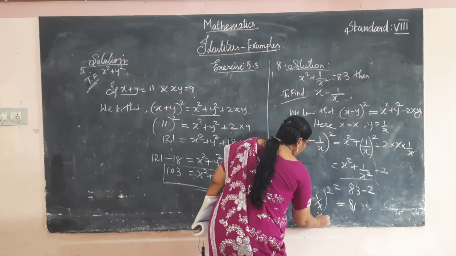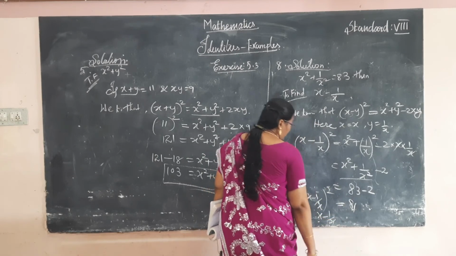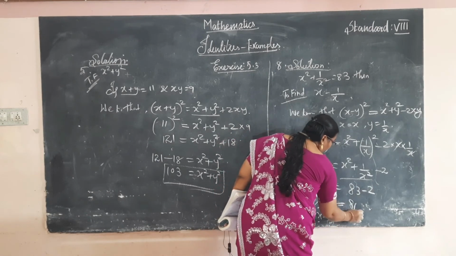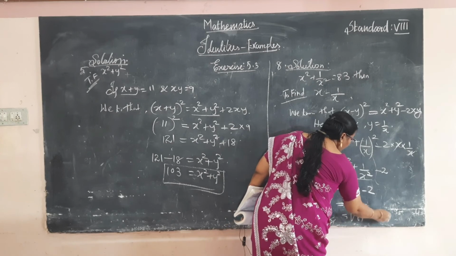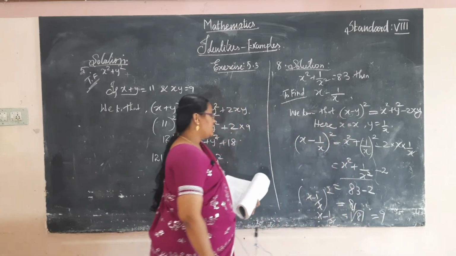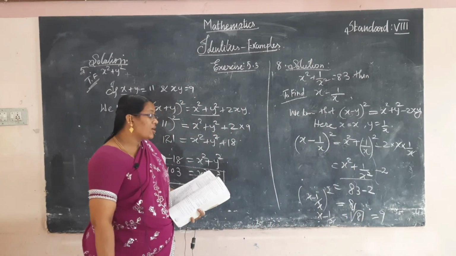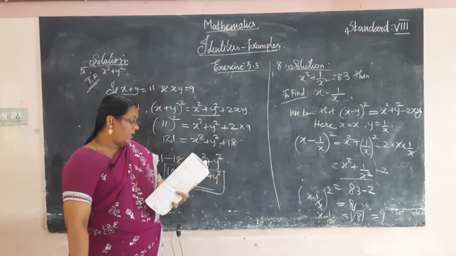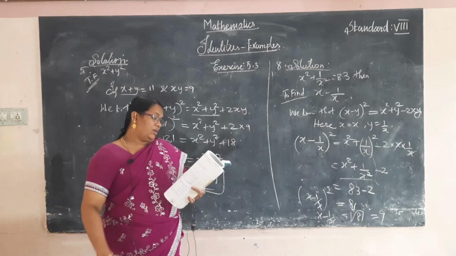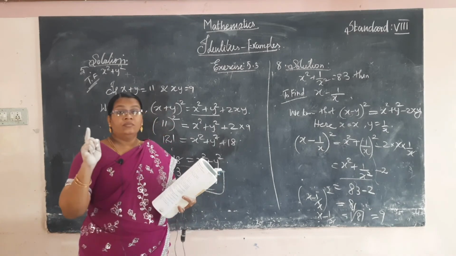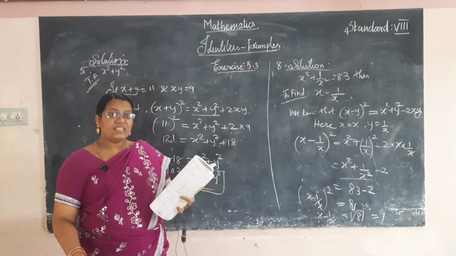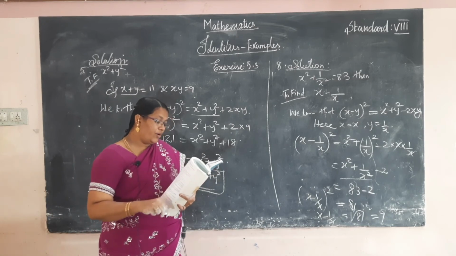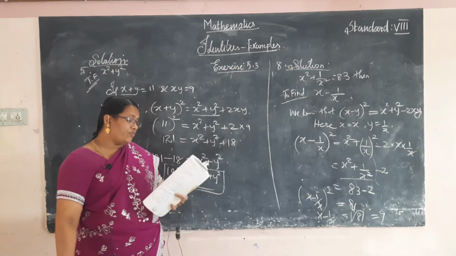We need the value of x minus 1 by x only. So square moves to this side, square root of 81. What is the value of square root of 81? 9. Okay, so answer for this problem, x minus 1 by x equal to 9. Okay, 9th one homework, the same method already you have done in the example problem. Okay, so 9th one is homework, and 10th one, evaluate the following algebraic expression for given values of the variables.